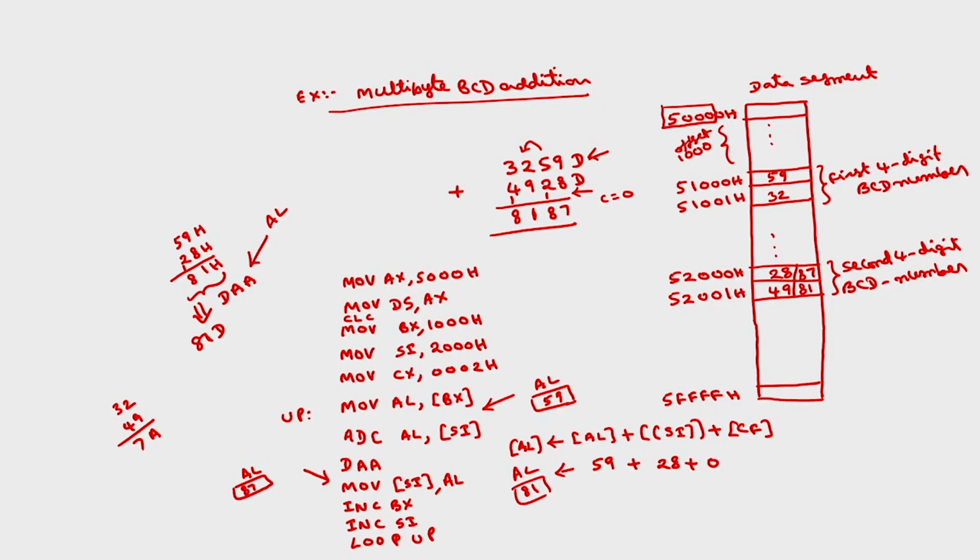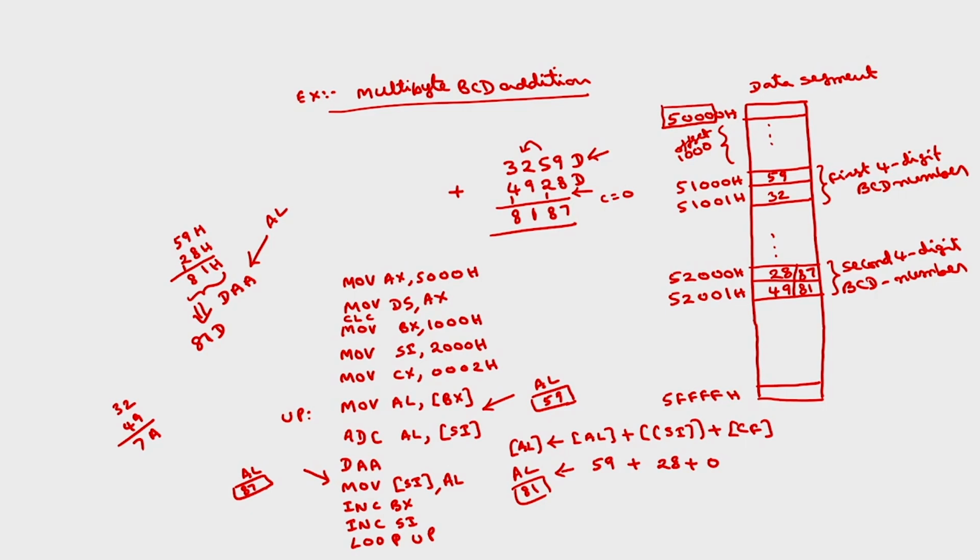81 will be stored, and that 81 I want to store back into the destination where this second 4-bit BCD number is present. So, I will write MOV [SI], AL. So this 81 will replace 49.